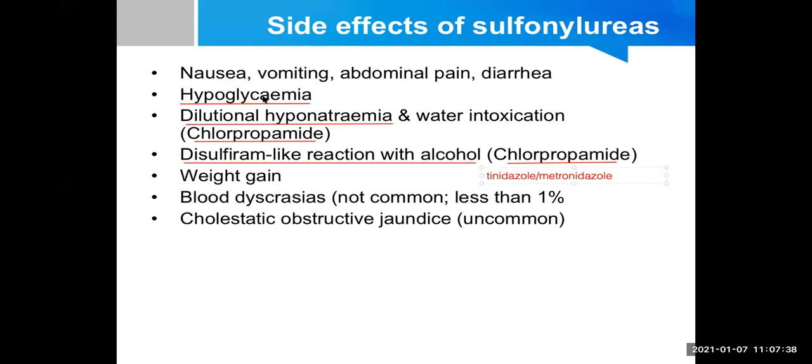Another one is weight gain. This weight gain is also done by insulin. Insulin is an anabolic hormone, and that anabolism is responsible for weight gain. Blood dyscrasias are not common, and they develop in less than 1% of patients. That means, again, some disorder of the blood, probably they may suppress bone marrow. That is not common. And cholestatic obstructive jaundice also occurs with some of the sulfonylureas. Again, chlorpropamide may be responsible here. Let's move on.